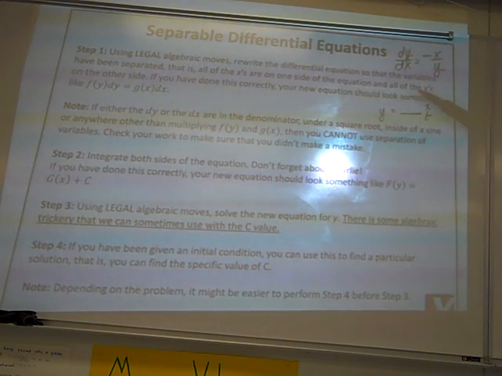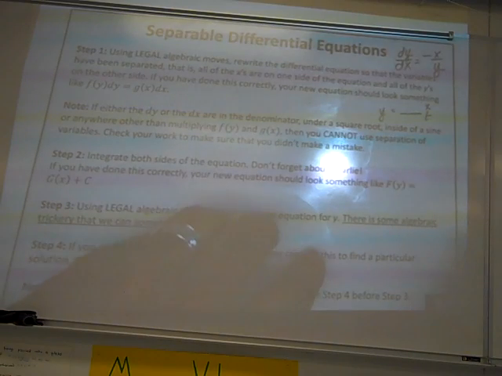Some people like to use the initial condition after they've integrated both sides of the equation. I'm going to try to remember to do one problem using the first technique, which is to solve all the way to y equals, then use the initial condition. Then I'll do the same problem where we use the initial condition to find C first, then actually solve it. What you'll see is you get the exact same answer in the end. So it's left to your discretion. Pick the method you like best.